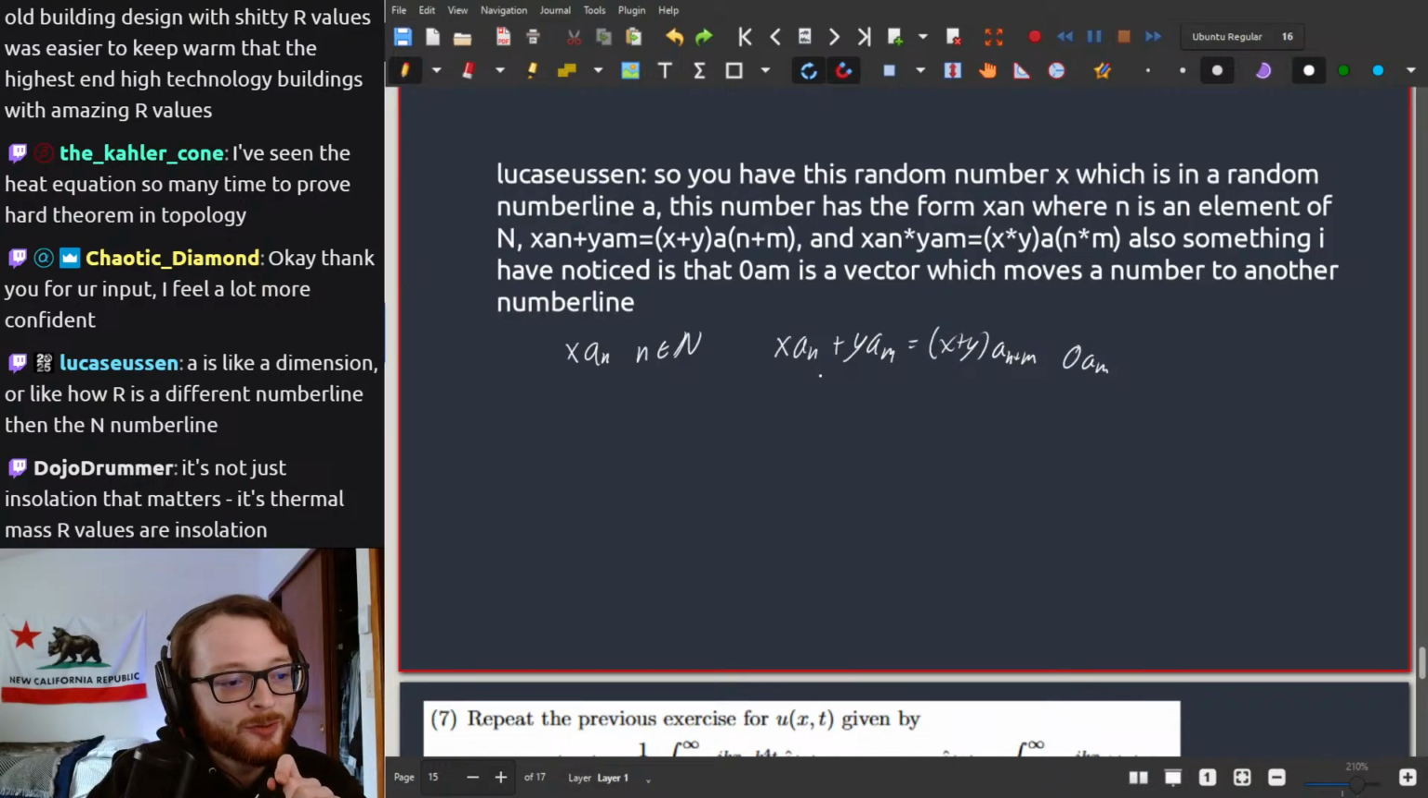A is like a dimension, or like how R is a different number line than the N number line. So it's like a set of numbers.